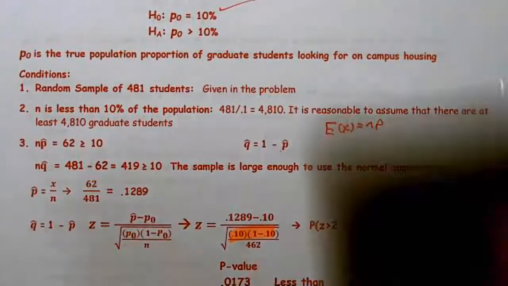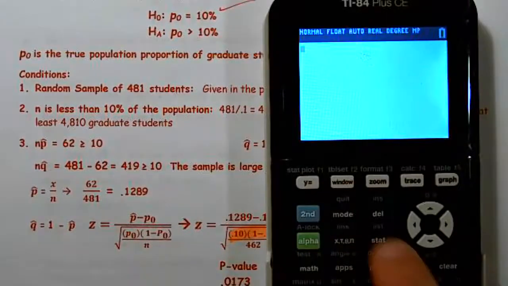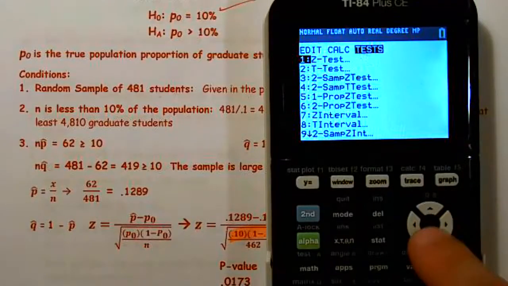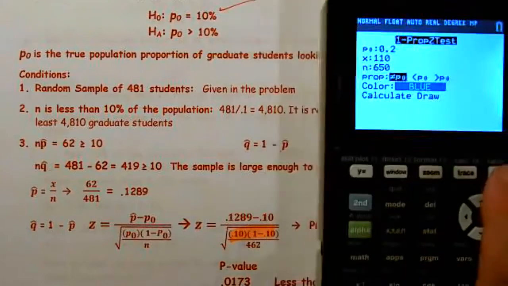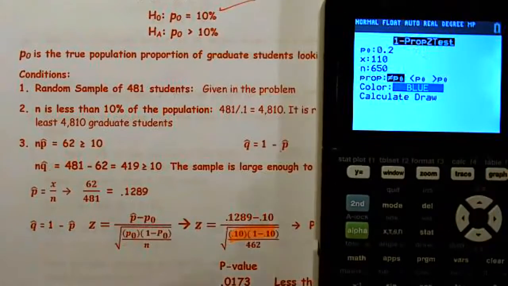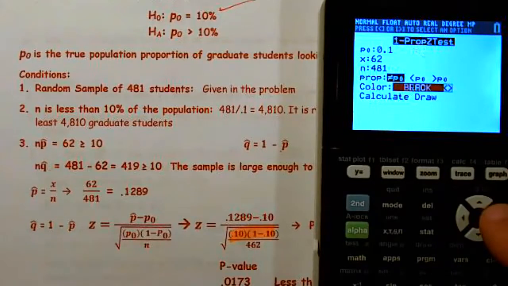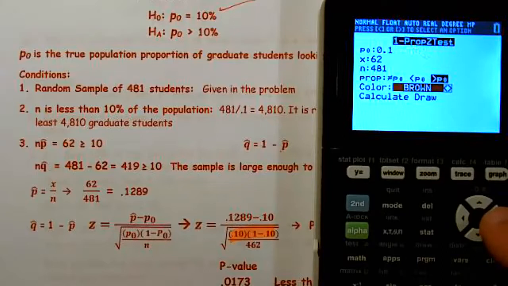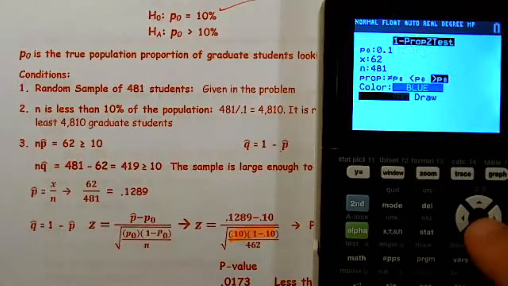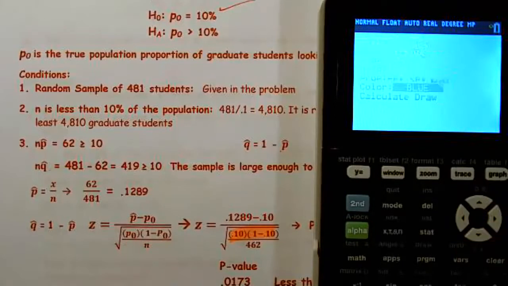So then I go about running my test, which is just a stat test, one proportion z test, and we have 0.1 as the p-value, that's the claim. My x value was 62, and my sample size was 481. And we are looking to see if it's greater than. I'm going to change that color back, I like blue.